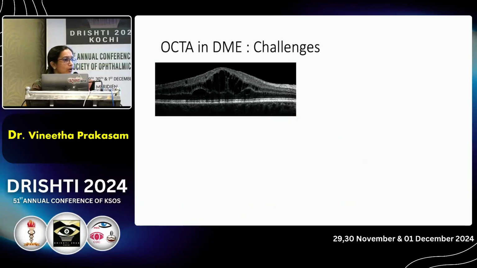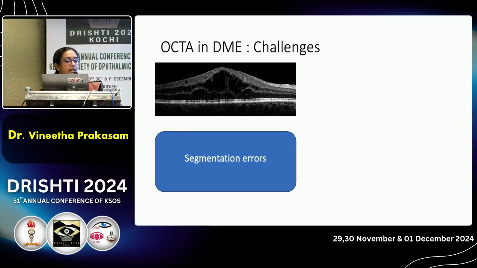Now, OCTA is an optical imaging technique. It is motion sensitive, so inherently it is associated with a lot of artifacts. Particularly in DME, because there are cystoid spaces in the retina, segmentation errors are very common. As already mentioned, one of the important reasons why we cannot assess the perfusion clearly in an OCTA is because of the segmentation errors.